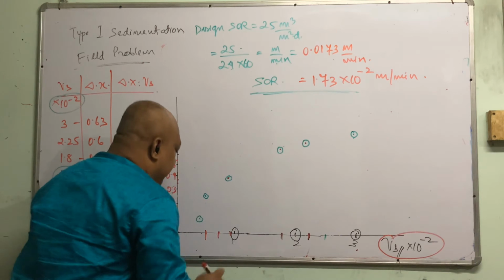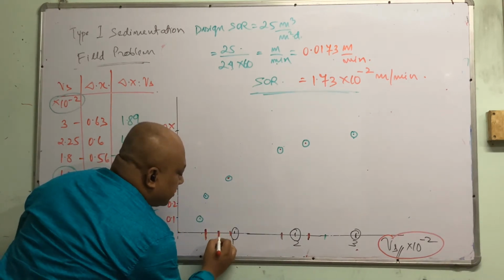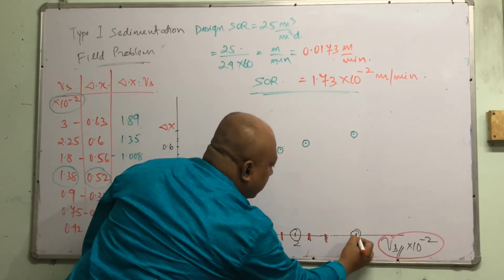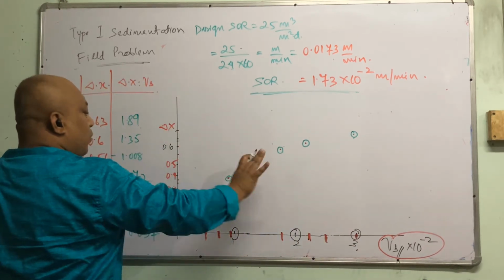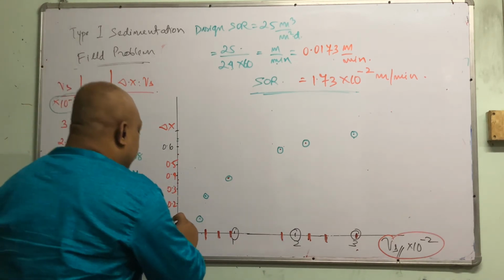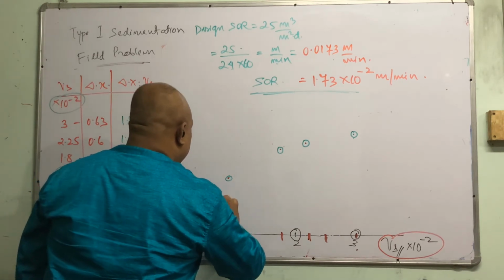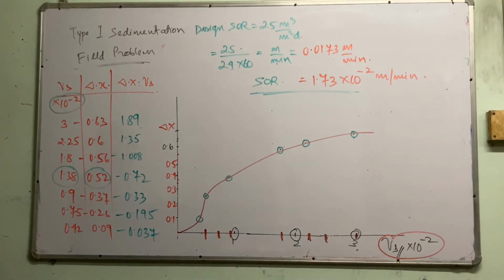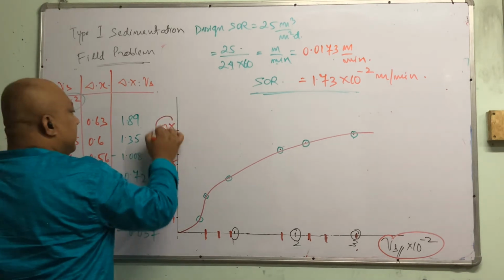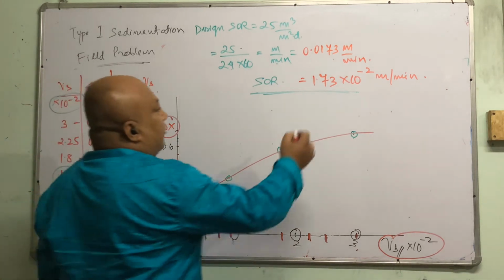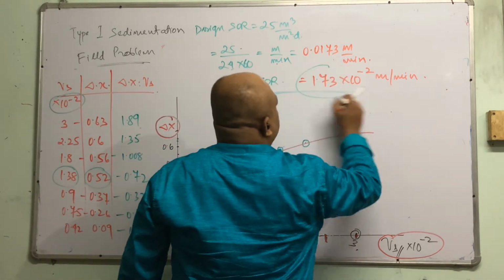So these are the values of the x-axis, and these are the y-axis. Okay, so finally, what we will draw is a freehand curve. That's all. This is a graph drawn between the settling velocity and the fractional removal, del x. Fine. Now from here, our SOR value is 1.73.